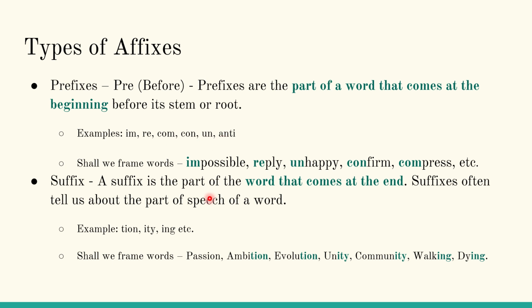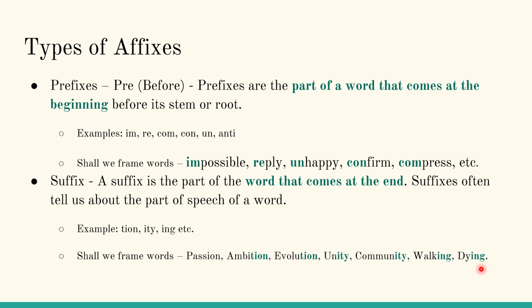Now when prefix is said this way, suffix is easy to understand. What is it? Very simple. You kept it before the stem for the prefix. Now you keep it after the stem at the end. When you keep it, that becomes suffix. A suffix is nothing but a part of the word that comes at the end. For example, tion, ity, ing are the simple suffixes that we can use. Passion, ambition, evolution, unity, community, walking, dying.